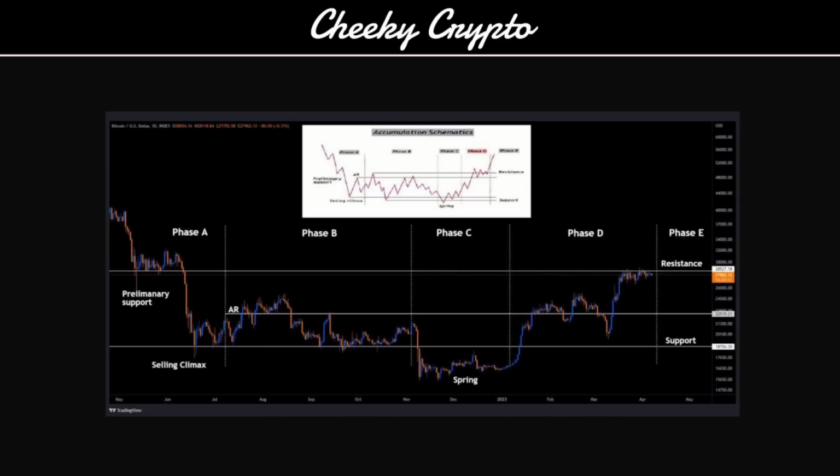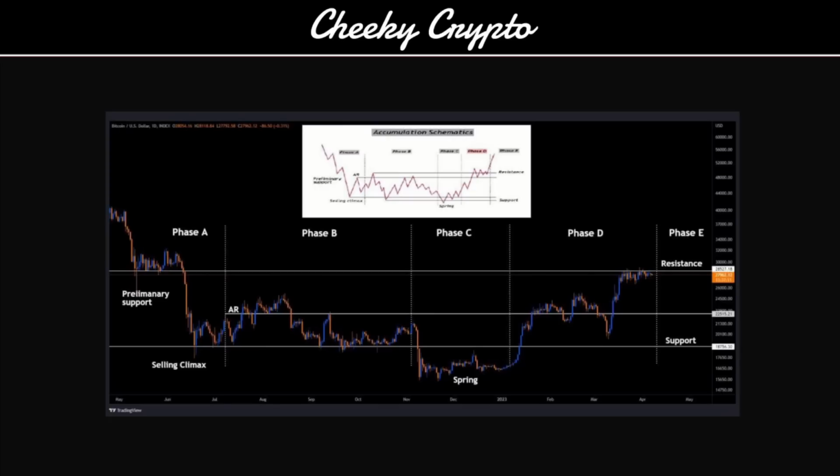Now, straight off the bat, my issue here is that they're only looking at one schematic. There's actually two that I'm aware of. One that has a spring event, one does not have a spring event. And then, of course, you can see how they've drawn it out. They want to be in phase D going into phase E. And I don't think this is possible.